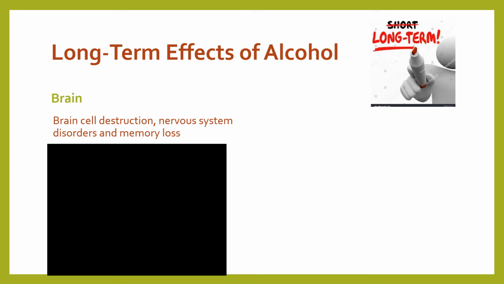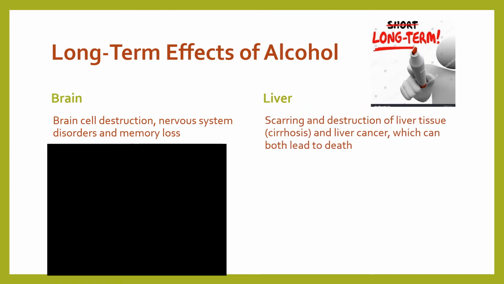So you could see the difference between the healthy brain and liver and the alcoholic brain and liver. Big difference in color and sizes, huh? Okay. Now, continuing with the liver, the effects on the liver include scarring and destruction of liver tissue, liver failure, liver cancer, and death.